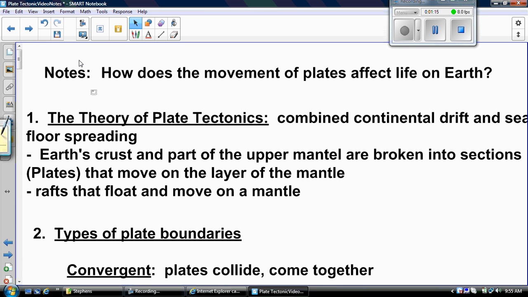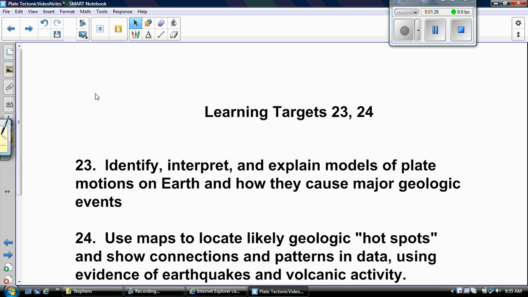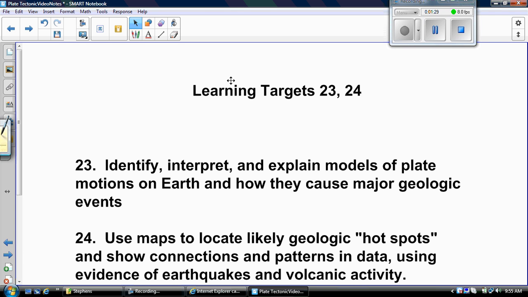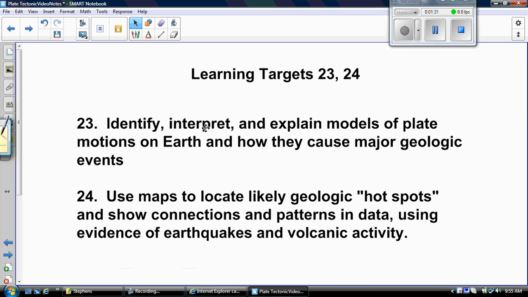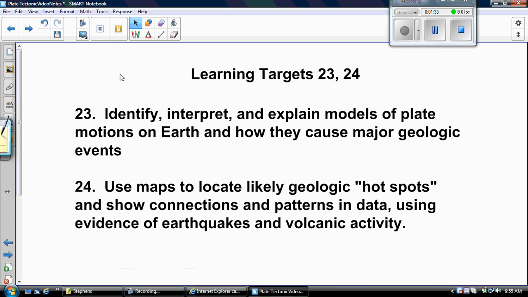All right, so today our essential question is, how does the movement of plates affect life on Earth? So now we're going to talk about what happens on the surface of Earth when our continents move. So this goes with learning targets 23 and 24. Learning target 23, you will be able to identify, interpret, and explain models of plate motions on Earth and how they cause major geological events. So you're going to be able to determine, okay, when plates move this way, volcanoes form. When plates move this way, earthquakes form.